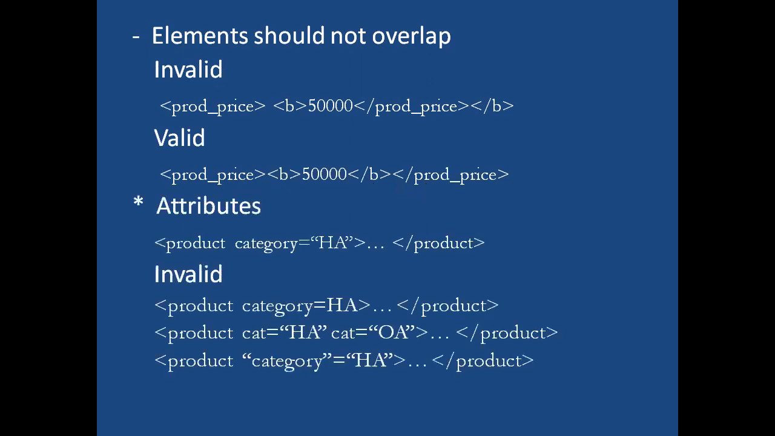Next, attributes. XML attributes have two parts: one is the name and the other is its value. It resides inside the opening tag of an XML element. If you can see here, category equals HA is an attribute, where category is the name and HA is its value. Attribute values must be within single or double quotes, otherwise it will throw an error.